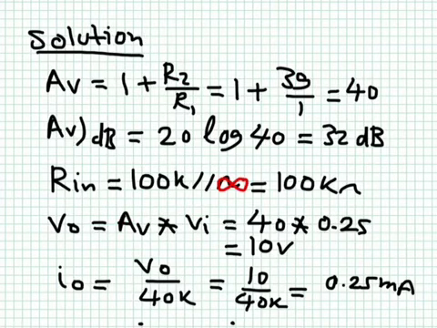And as I explained to you earlier, the output current, which is flowing out from the op-amp, will flow into the 39K and the 1K resistor. Then this I output is equal to V output divided by 40K, which is 10 volts divided by 40K, equal to 0.25 milliampere. So this solves all the parameters of this circuit here.